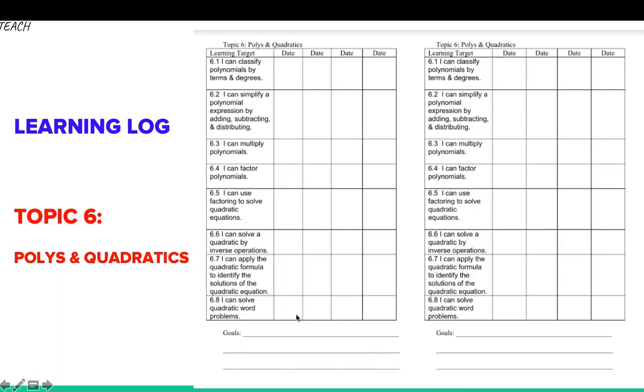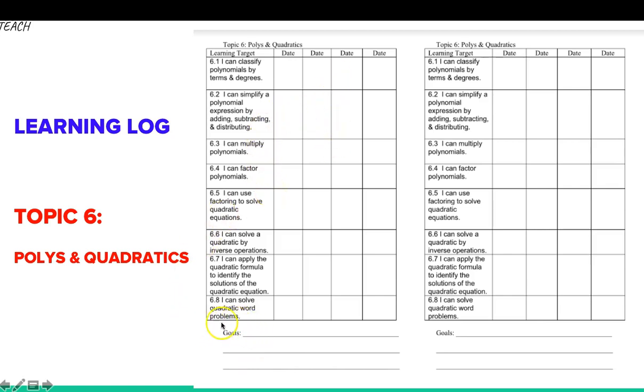The next topic is the learning log. The next slide is the learning log, and it's an example from the Algebra 1 team. As you can see, this is Topic 6, polynomials and quadratics, and they have all their learning targets for that unit listed on this learning log. Then they have dates that go across that identify when these learning targets are being addressed and focused on, and where they are developing and pulling evidence to see where students are in terms of their learning with those particular learning targets.